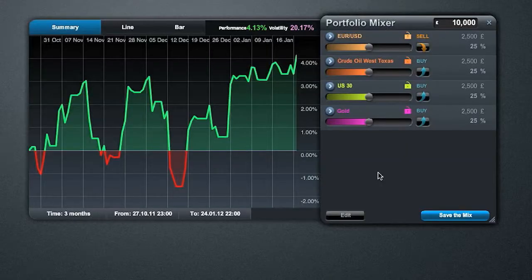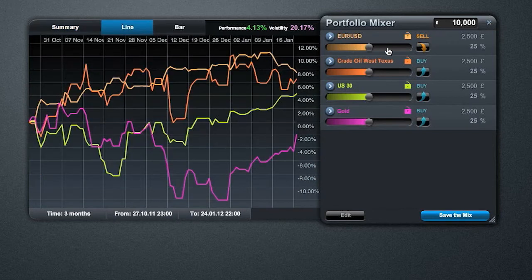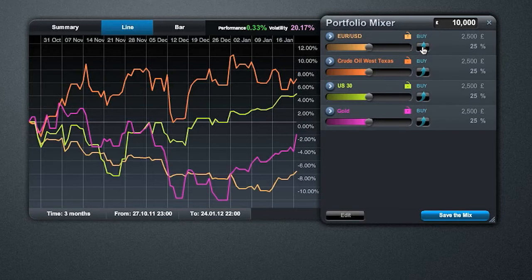The Portfolio Mixer feature on our trading platform makes it easy to track and backtest strategies involving trading instruments across a number of different asset classes. On my own screens, I track the Euro-US dollar, West Texas crude oil, the US 30, and gold, and evaluate how the performance of various futures perform against each other. There's two ways of doing this. First of all, you can use a line graph, which highlights how each of them have done over the last few months. In this particular case, I've used a 3-month time frame.